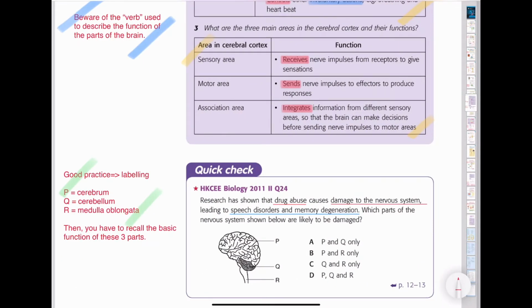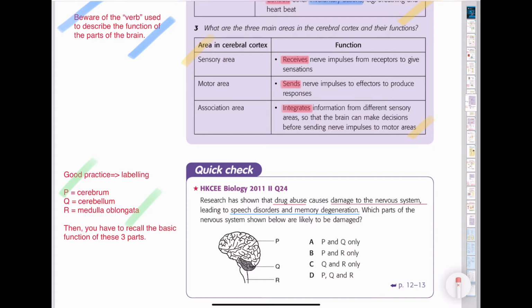For the second question, research has shown that drug abuse causes damage to the nervous system, and it leads to speech disorders and memory degeneration. That means someone cannot speak properly. They may speak like this, or you may not clearly hear what they are saying. And with memory degeneration, they cannot memorize things properly.